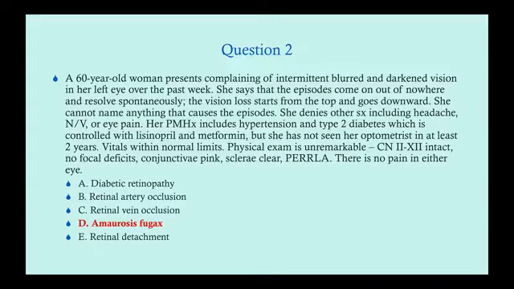So I didn't give you fundoscopy here. I talk about this in the ophthalmology talk. So if you want to know more about retinal artery occlusion, retinal vein occlusion, diabetic retinopathy, and retinal detachment, I think I have a specific lecture for each of these. So you can go back there.